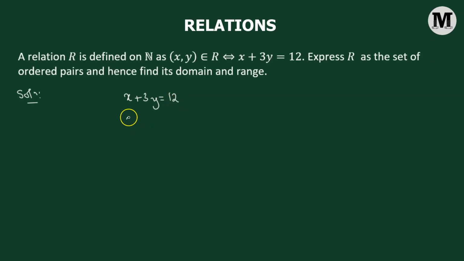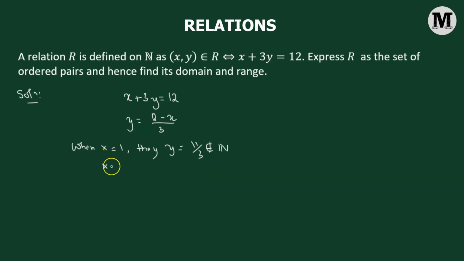Okay, so let's isolate y from here. So y is going to be equal to (12 minus x) whole divided by 3. Now we're going to take some values of x here. So if we choose x to be equal to 1, then y is going to give us a fractional value. So y is going to be equal to 11 over 3. Now clearly this does not belong to the set of natural numbers. So there is no point of picking x to be equal to 1.